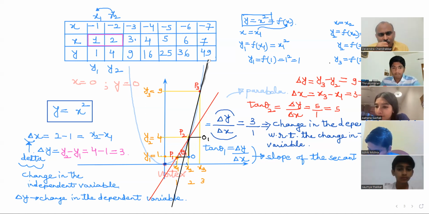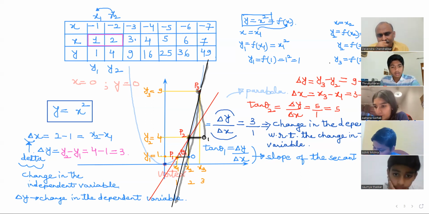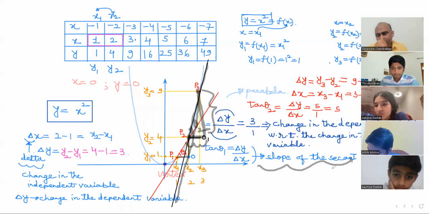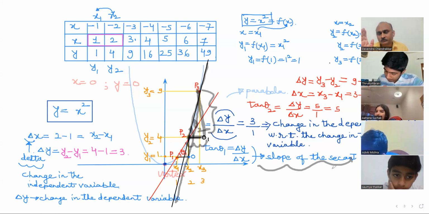This line is called as secant. We are joining P2 and P3, right? This is the triangle. This angle is theta 2. Tan theta 2 is perpendicular upon base. This is the slope of the secant. Tan theta 2 is called as slope. Tan theta is called as slope.